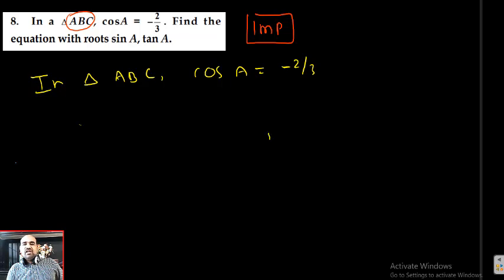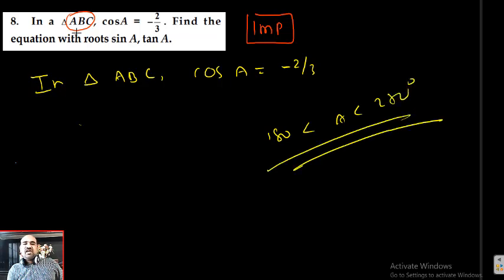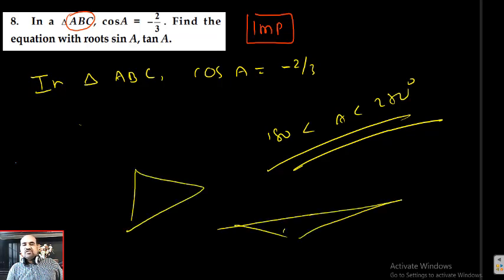Q3 means the angle is greater than 180 and less than 270. But it's a triangle, no? Any angle is never greater than 180. You take any triangle, acute or obtuse, whatever it may be. Obtuse means this angle is greater than 90 and less than 180 only. That is the only possibility. What is the meaning of that? Your A is never between 180 and 270. Here actually cos A is minus 2 by 3.